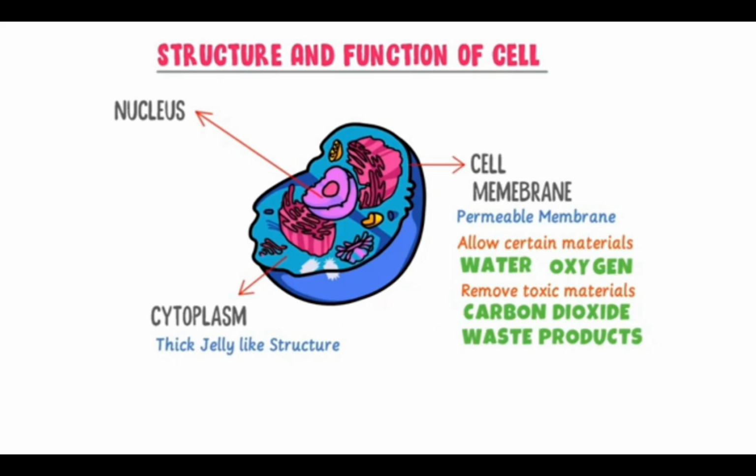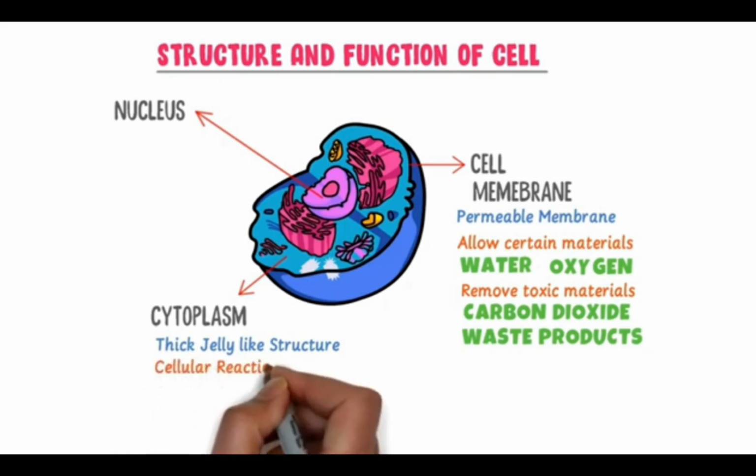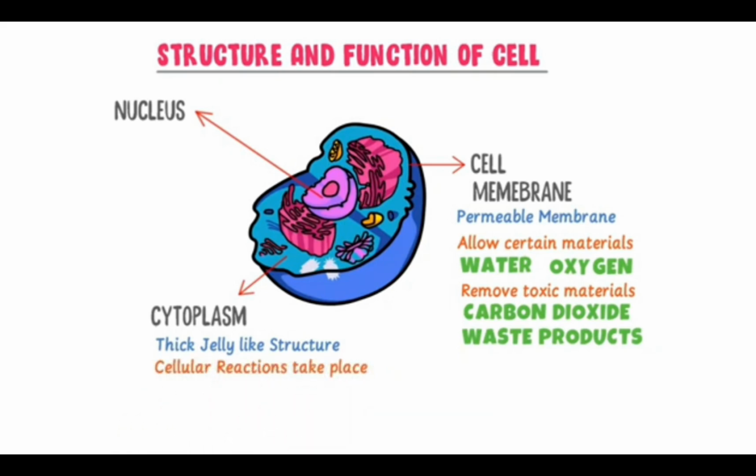Now what is cytoplasm? Cytoplasm is the jelly-like structure and it provides shape to the cell. It means that different shapes of the cell are due to cytoplasm. All the cellular functions and cellular reactions take place here in the cytoplasm. For example, protein formation occurs in the cytoplasm, respiration occurs in the cytoplasm, mitosis and meiosis occur in cytoplasm.